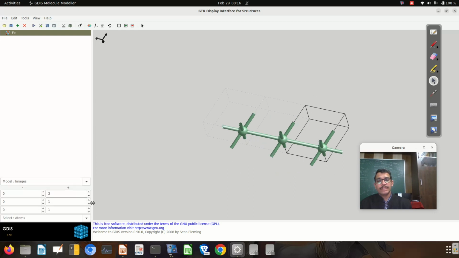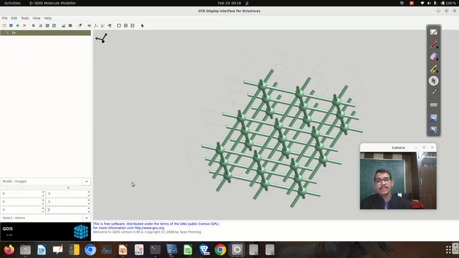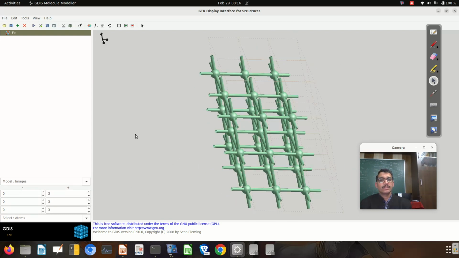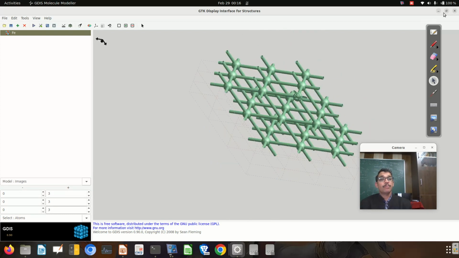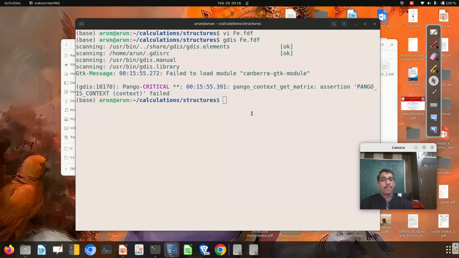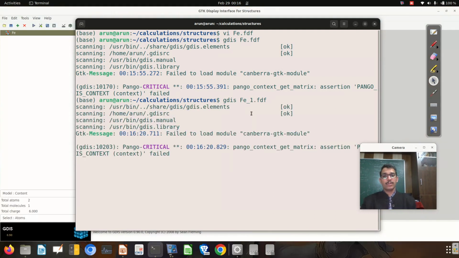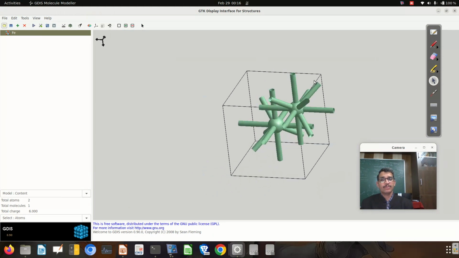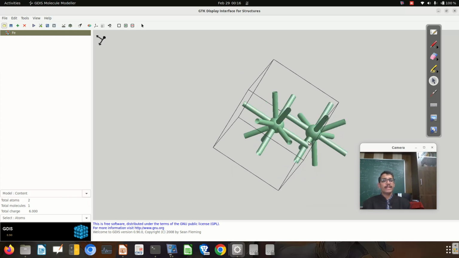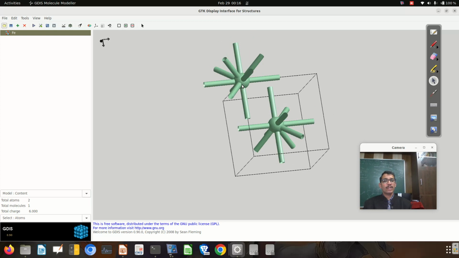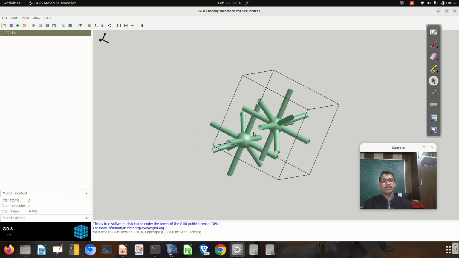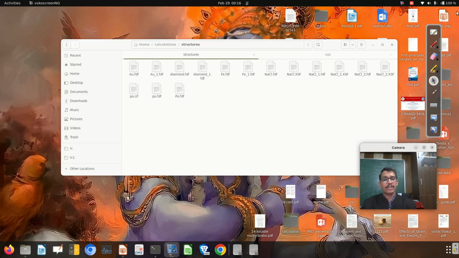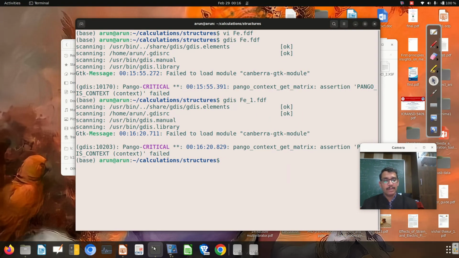So if I repeat it, I am having the actual structure of iron in the primitive mode. But in place of this, if I draw this, here I have taken two atoms, because it's a simple cubic like structure, but one atom is at the corner and another atom is body centered, which I have shown here. Let me first of all try to look at its FDF file.